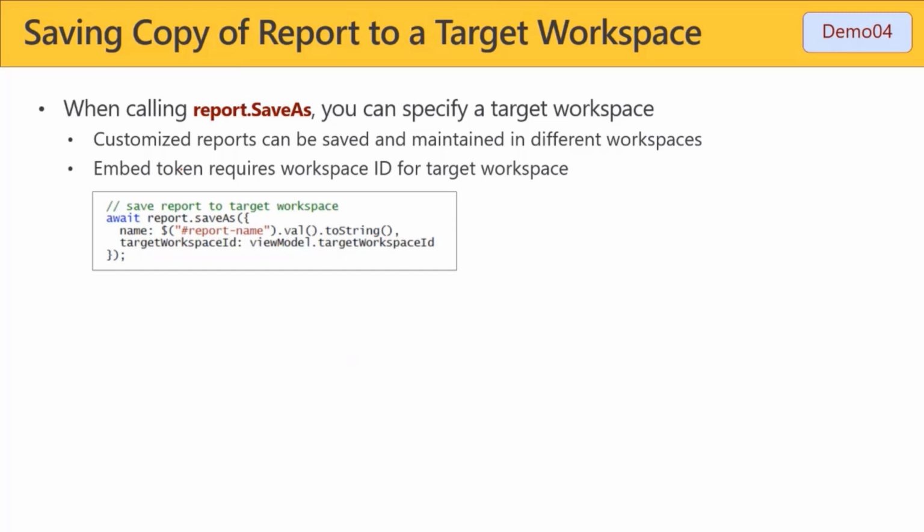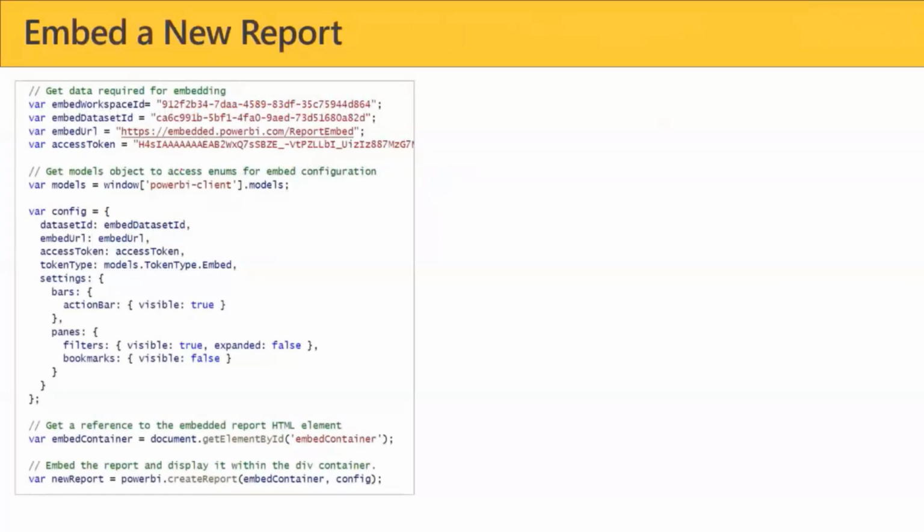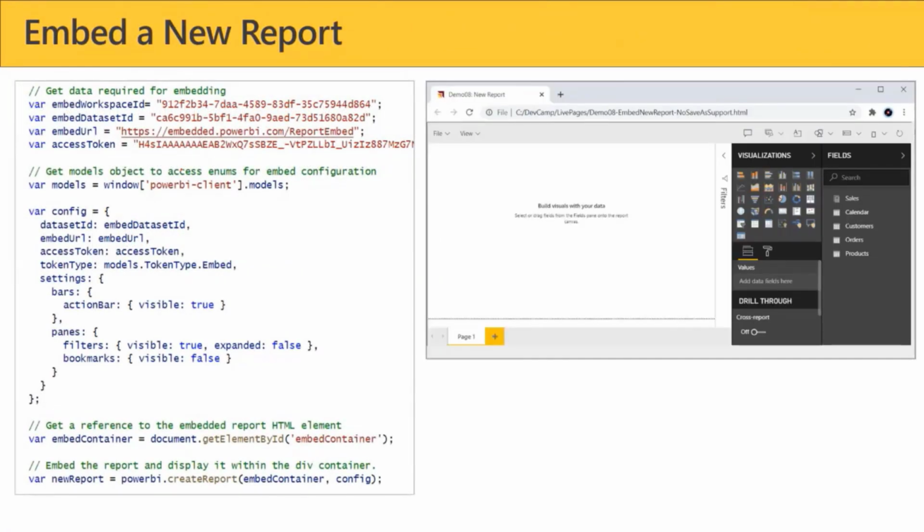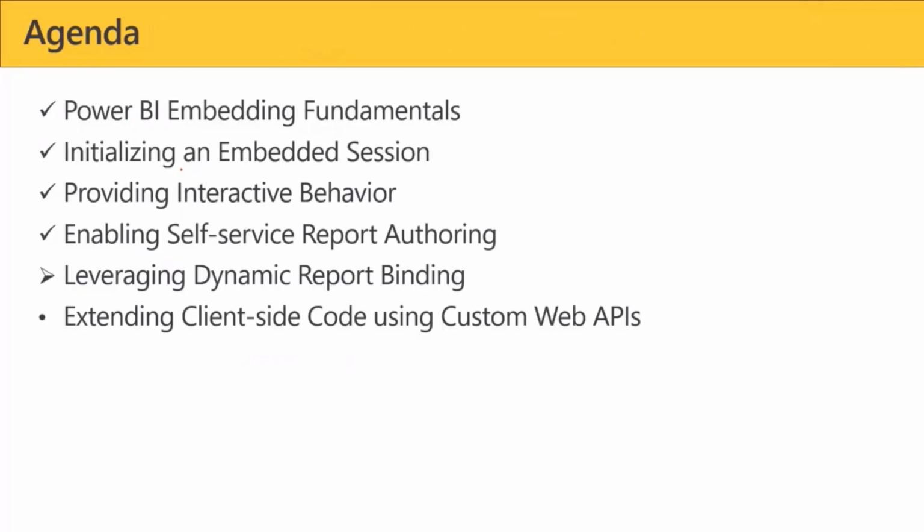The user opens the report in workspace A, but when you use a save as command, you simply point it to workspace B. And remember that if you're using app owns data embedding, you'll need to make sure that the workspace ID for the target workspace is in your embed token. Okay, I've already talked about embedding new reports. Two more things we want to look at. I know we're quite a bit over here, probably about 10 more minutes is what we need.